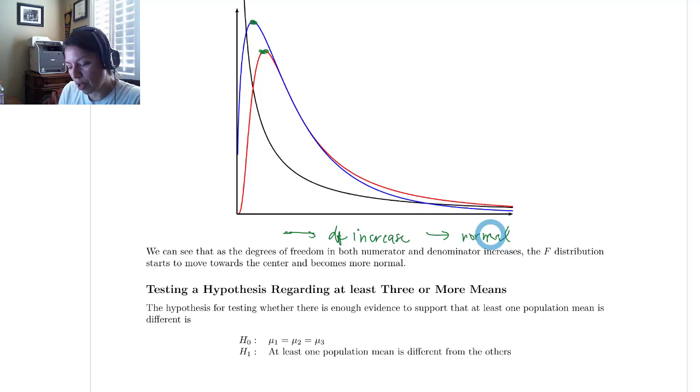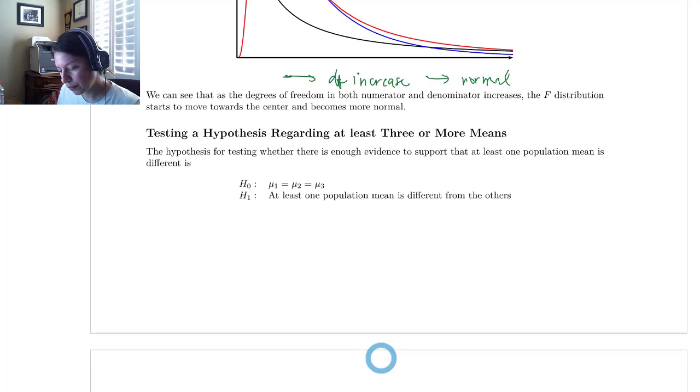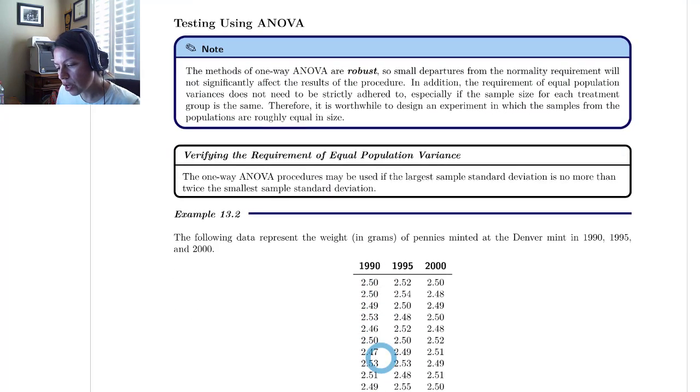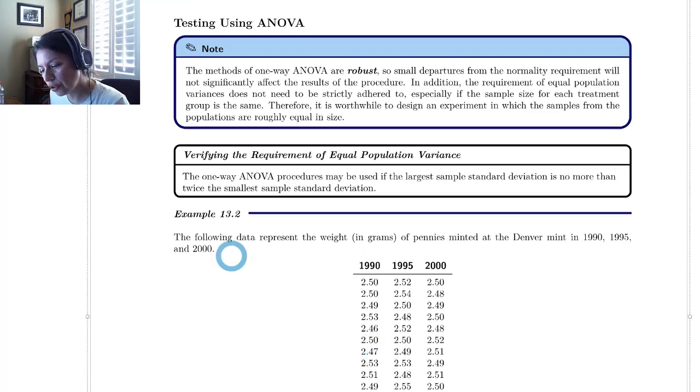How do we set up the hypotheses? We set up the hypotheses easily, like we talked about before. Either all the population means are equal, the status quo, nothing's changed, no difference, or at least one of the population means is different.